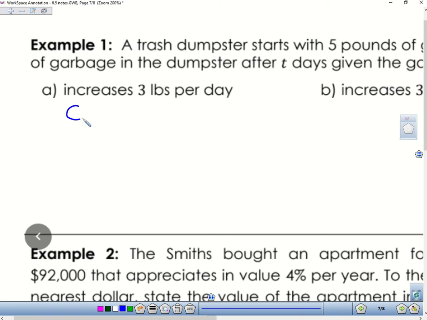Constant. Everybody understand why this one is constant growth? Because every single day, it's going to be 3 pounds more. 3 pounds more every single day. If it's a rate, that amount will change. It's going to go up.